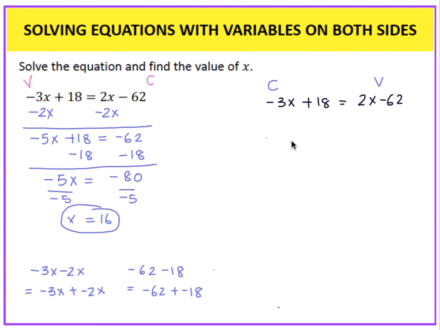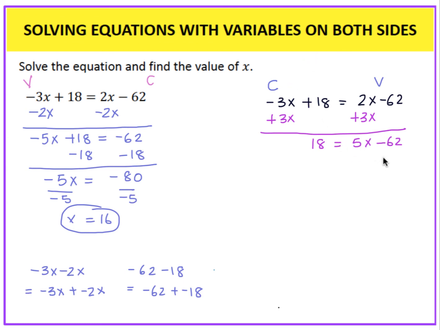Let's check that out. So you want variables on this side, so you don't really want the variables here. So you would add 3x to get rid of this negative 3x and add 3x on both sides, and you'd be left with 18 on this side and 5x plus 62 on the other side. Oh, it's not plus 62, let's fix that. So it's minus 62.